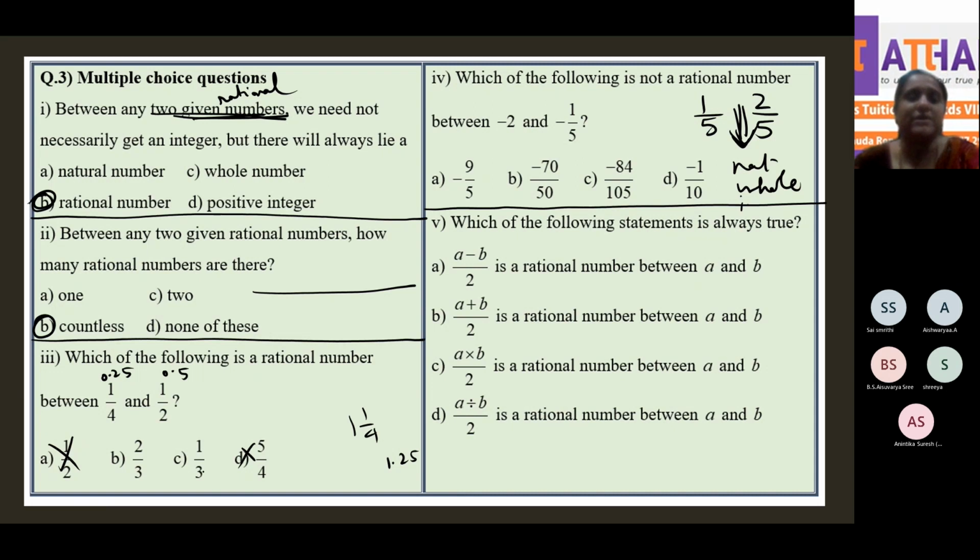Not possible. 1 by 3, you know, is 0.3333. And yes, that is between 0.25 and 0.5. What's 2 by 3? It's a simple division, 0.66. That's beyond 0.5. So 1 by 3 is the correct answer.